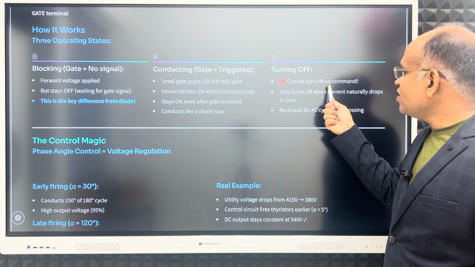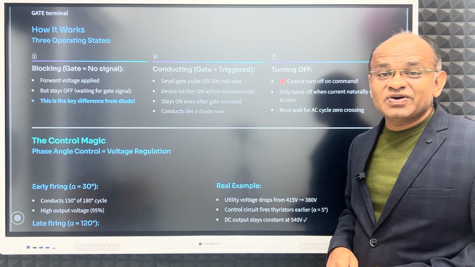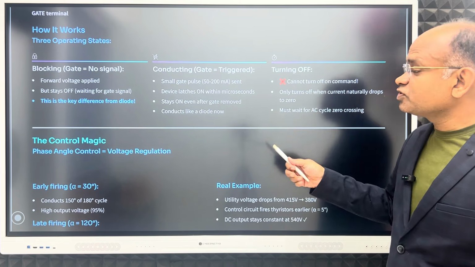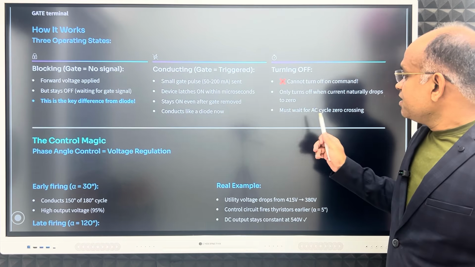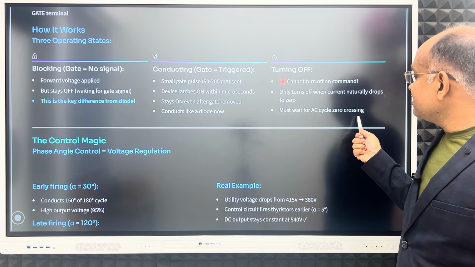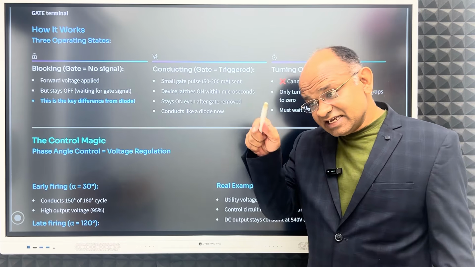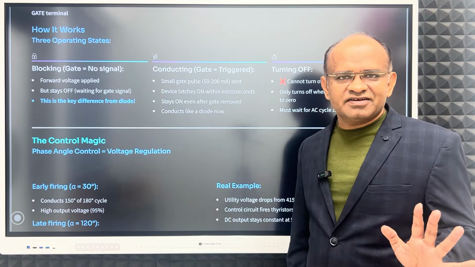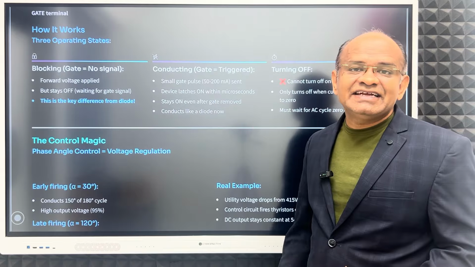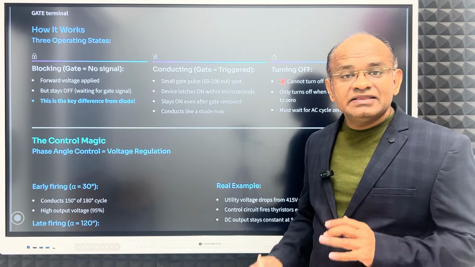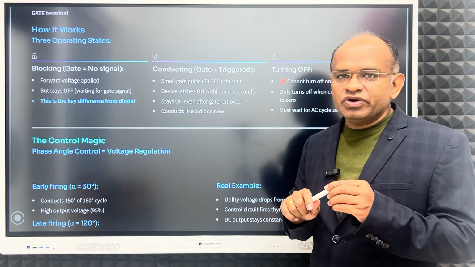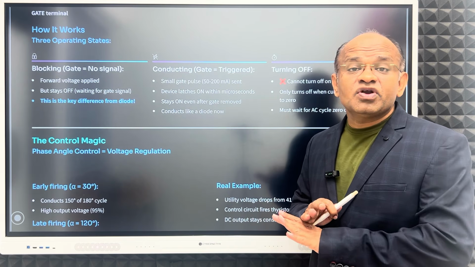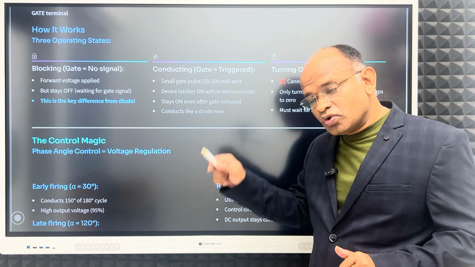Turning off: it cannot be turned off on command. It is not possible to turn it off. It only turns off when the current naturally drops to 0. It must wait for the AC cycle zero crossing. Once the AC cycle crosses 0, current becomes 0 and it stops, it will not conduct again. Again we need to apply the gate signal, or this current, and then it will conduct. From 0 it will not start automatically, but we don't have control, because in between you cannot stop. It needs to go to 0.